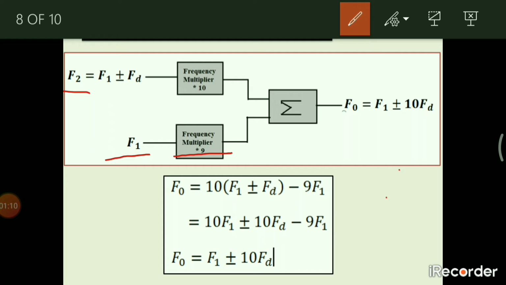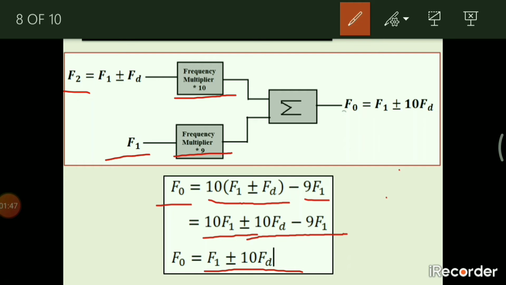So for that frequency, we have to multiply it by 10, again using a frequency multiplier. Then at the output side we'll get f0. f0 is equal to the unknown frequency source minus the reference frequency. So here we'll get 10 f1 plus minus 10 fd minus 9 f1. So at the output we'll get f1 plus minus 10 fd. fd is nothing but the frequency difference.